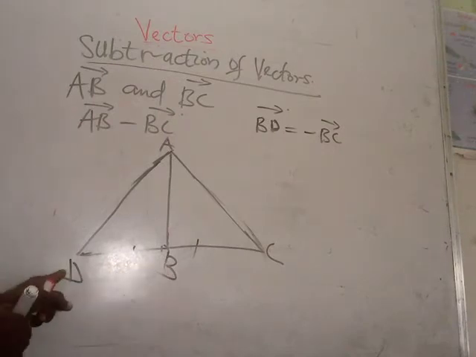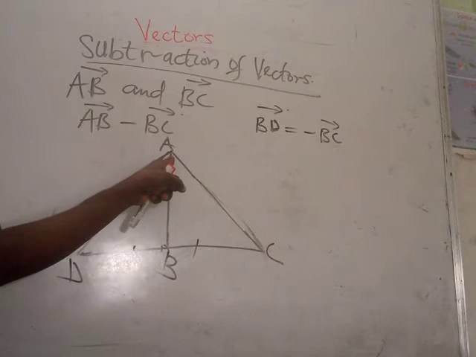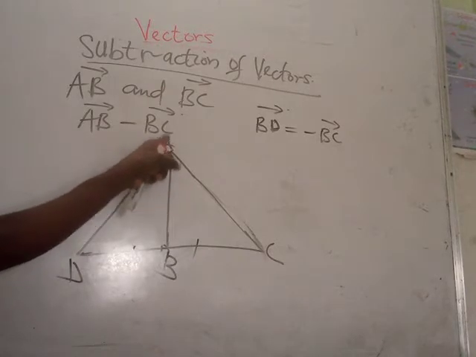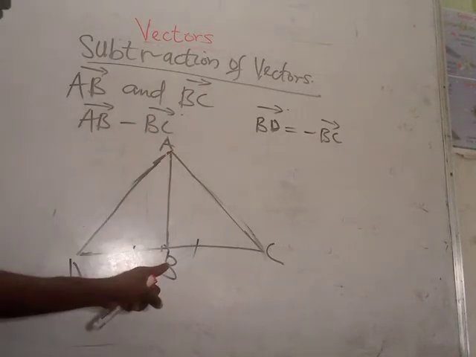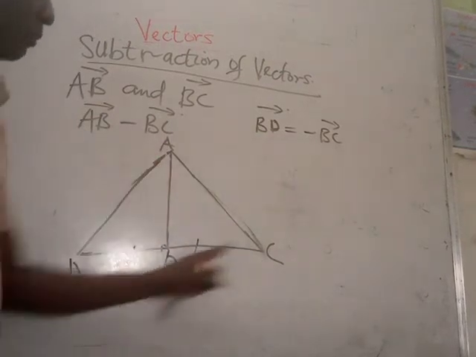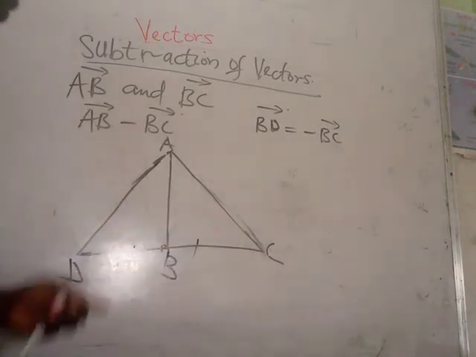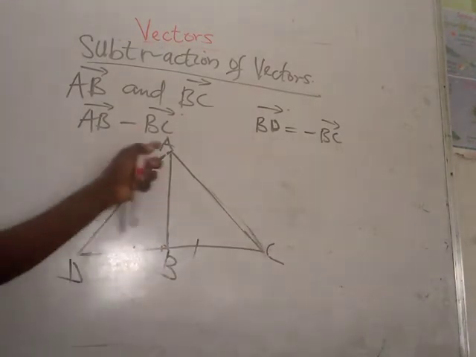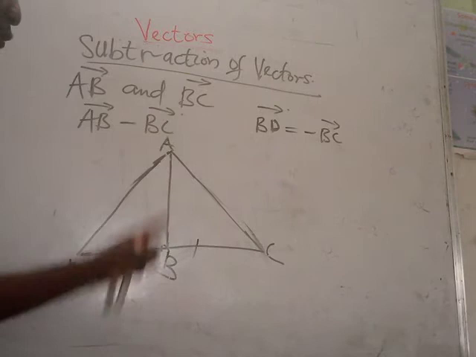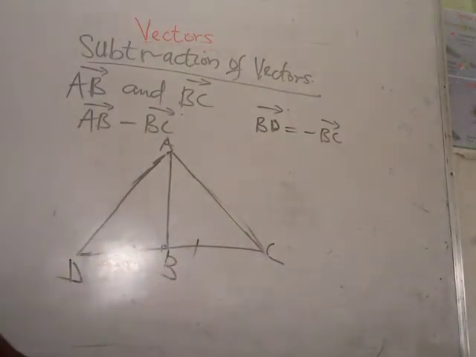Vector BD. Now let's see, if I start from point A and I move downward, going to C, I move like this: A to B, B to C. So I'm moving in this direction. Now if I want to move to point D through B, I move like this: A to B, B to D. So you see that they are in opposite directions, but the same distance.